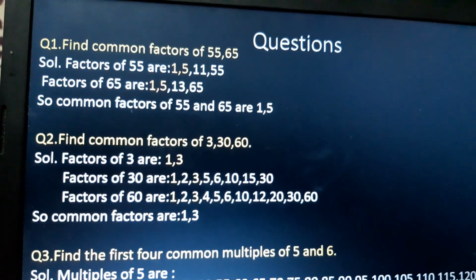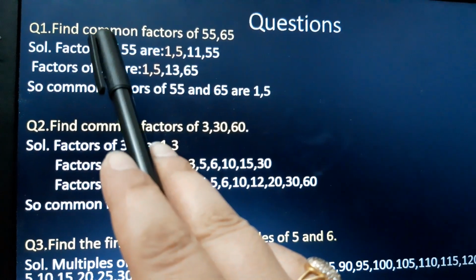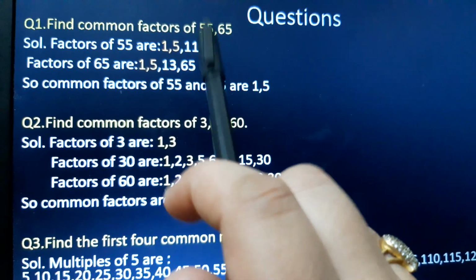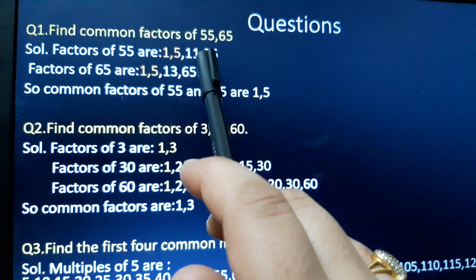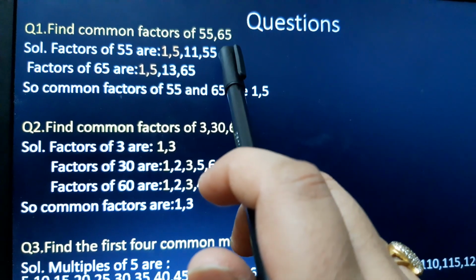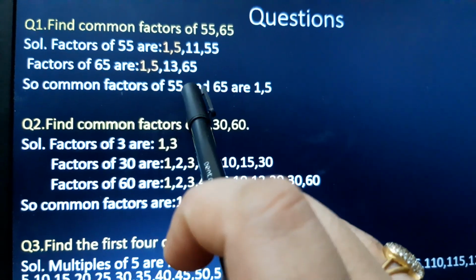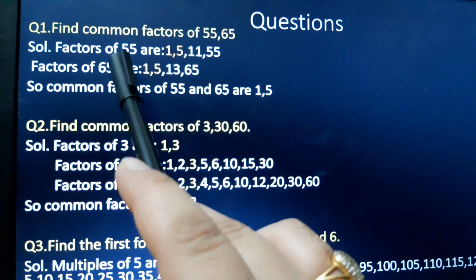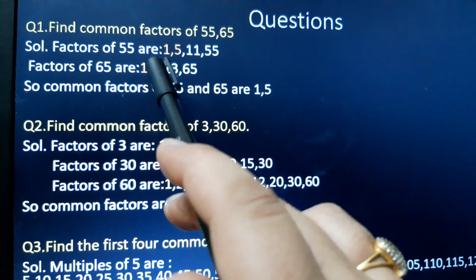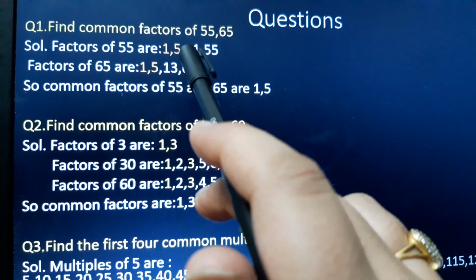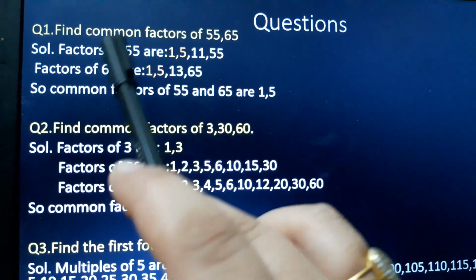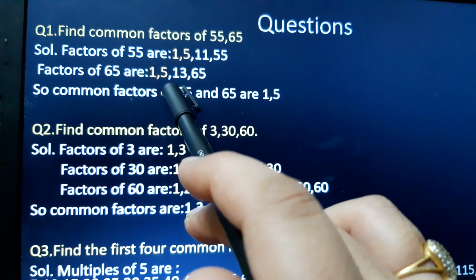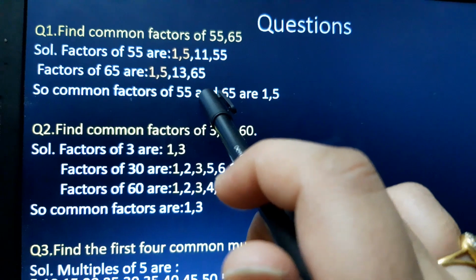Next are the questions based on these concepts. First question is find the common factors of 55 and 65. What we will do? We will write the factors of 55 and then we will write the factors of 65. Then we will see what are the common factors of both of them. So let us write the factors of 55. These are 1, 5, 11 and 55. Factors of 65 are 1, 5, 13 and 65.